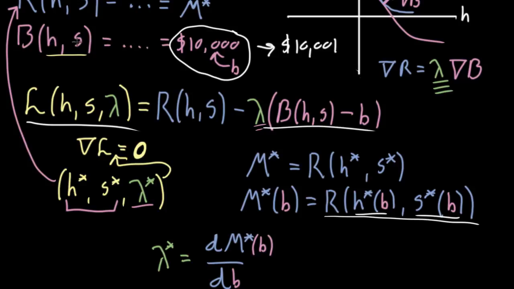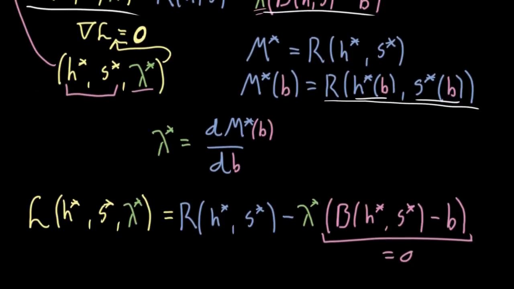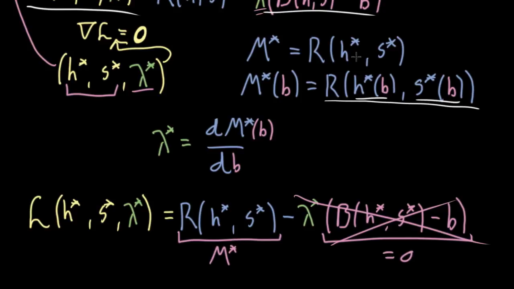When you plug in the appropriate H star and S star to this value, you're hitting this constrained amount of money that you can spend. So by virtue of how H star and S star are defined, the fact that they are solutions to the constrained optimization problem means this whole portion goes to 0. So we can just cancel all that out. And what's left here is the maximum possible revenue, right? So when you evaluate the Lagrangian at this critical point, at H star, S star, and lambda star, it equals M star. It equals the maximum possible value for the function you're trying to maximize.